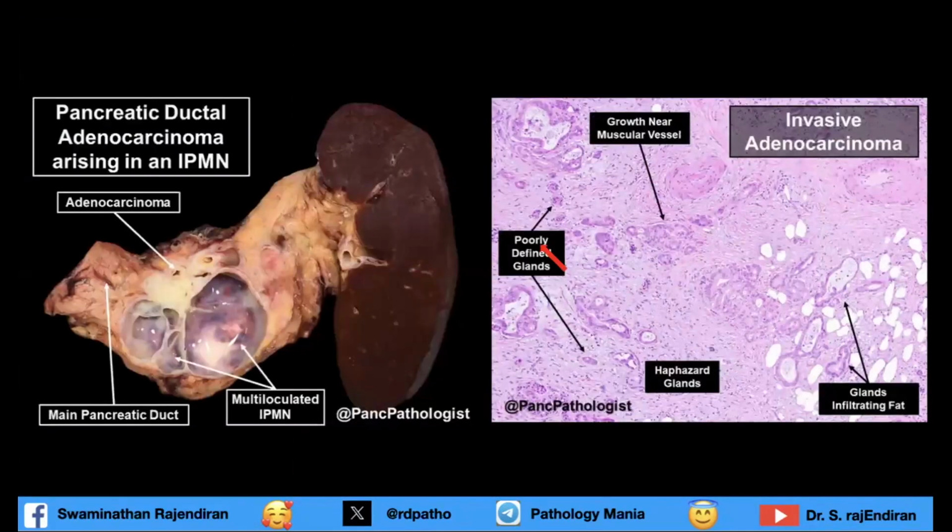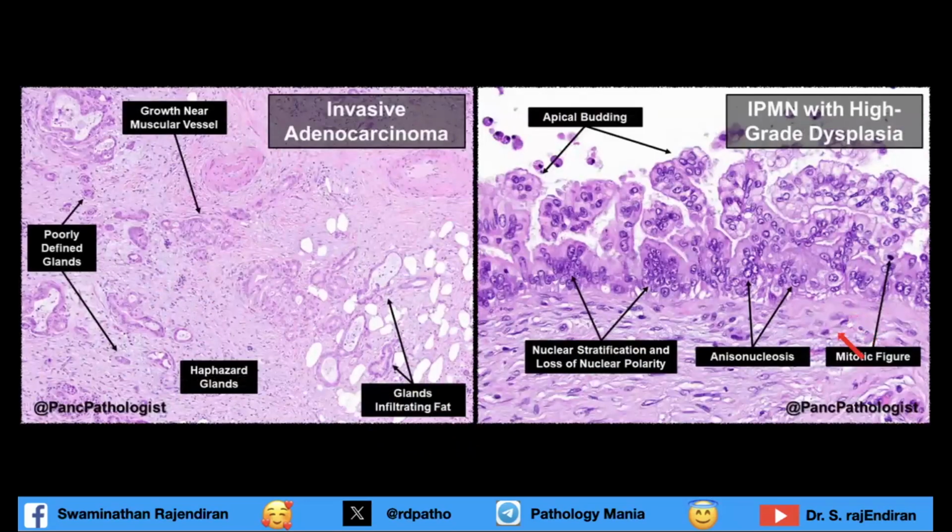And remember, I told you any cystic benign lesion can have invasive carcinoma. This is a beautiful example. I have given the name of this beautiful pancreatic pathologist from University of Pittsburgh in the references. He takes very nice pictures. So this is a distal pancreatectomy. You can see the cystic lesion along with the more solid lesion here. And microscopically, you can see invasive carcinoma, poorly defined glands, the growth near the muscular vessels, and glands infiltrating the fat. These are all the features of pancreatic carcinoma, NOS. So pancreatic cancer, and the associated cyst shows IPMN with high grade dysplasia.